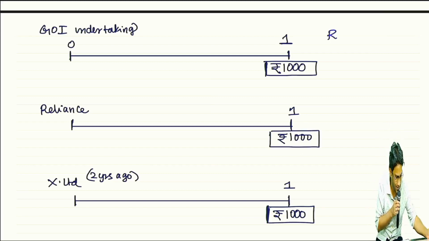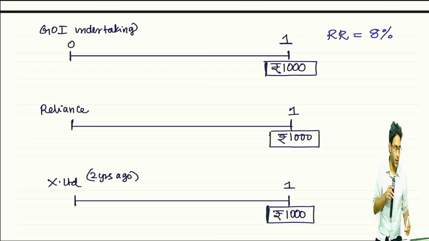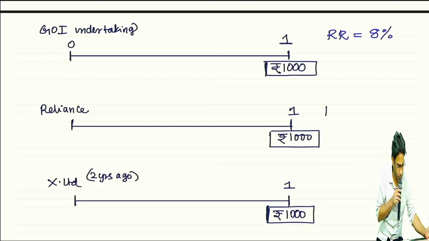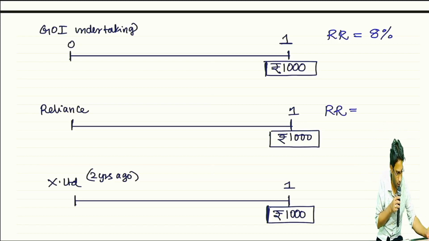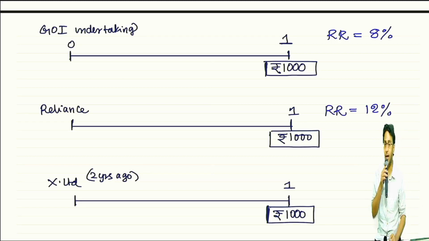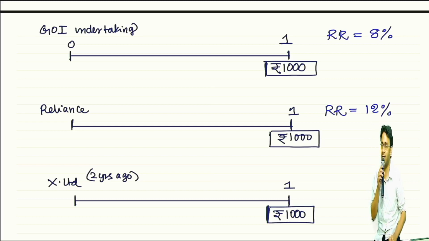Here, since risk is not there, the investor is happy with just 8% required return. If you give me 8%, I will give money to you. That's what the investor is telling. Reliance is riskier, no? So the investor says, even though you and the government are best friends, you are still not the government. Therefore, I expect 12% from you. X Limited is doing the same business as Reliance Limited. He is asking, sir, I will also offer 12%.